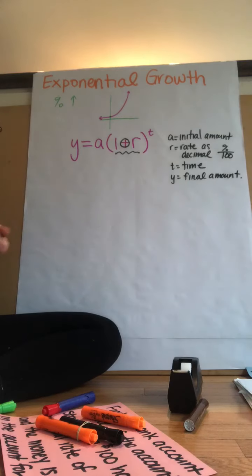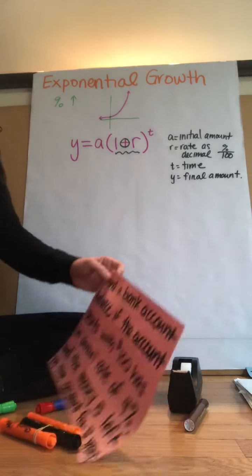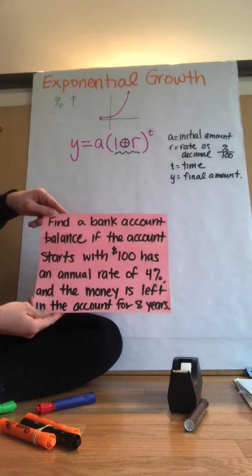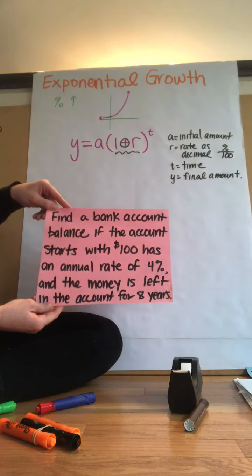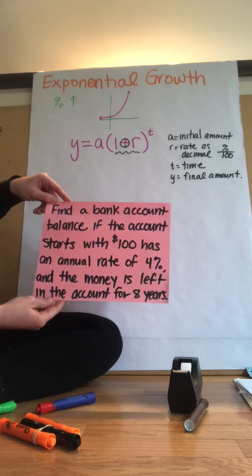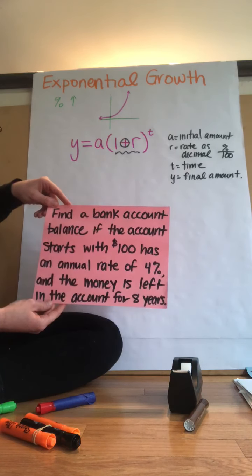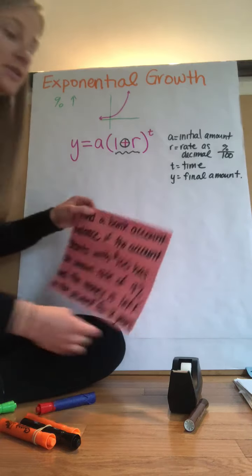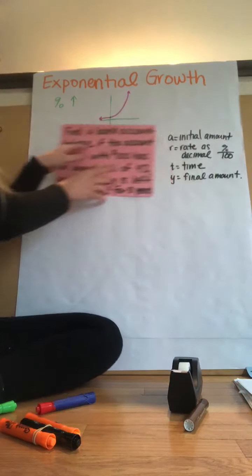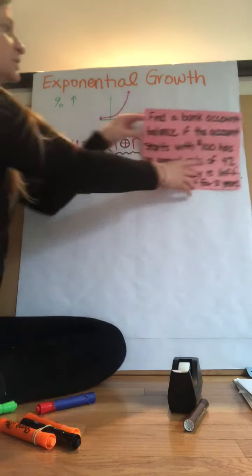So I have a problem, and I wrote it out already. It says, find a bank account balance if the account starts with $100, has an annual rate of 4%, and the money is left in the account for 8 years. Okay, now I'm realizing that I didn't bring my calculator over here, so that's going to stink a little bit, but where do I want to put this?